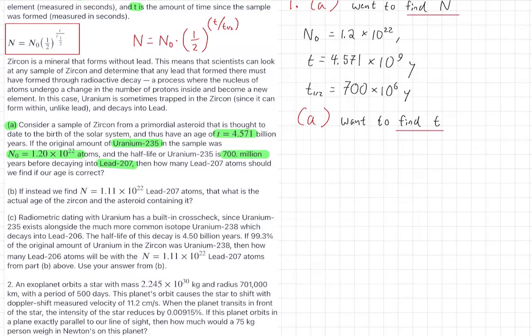In terms of our values, we still have the same n naught, and we still have the same half-life. So n naught is still going to be 1.2 times 10 to the 22, and our half-life is still going to be 700 million, so 700 times 10 to the 6 years. Okay? The difference being here, of course, we don't know n, we don't know t. I don't know why I said we don't know n, because we do.